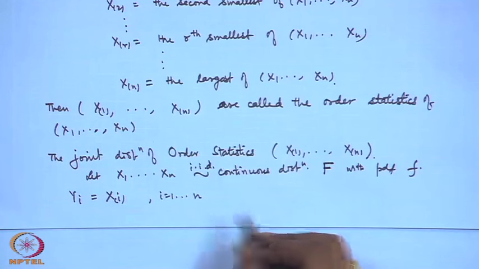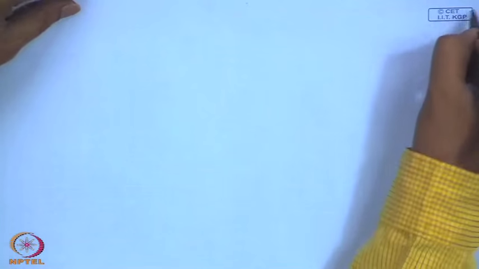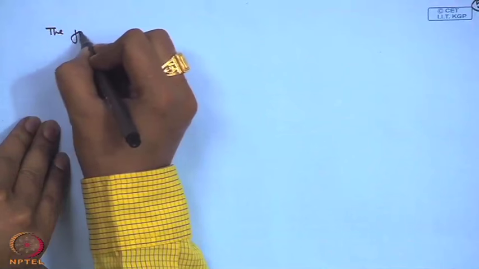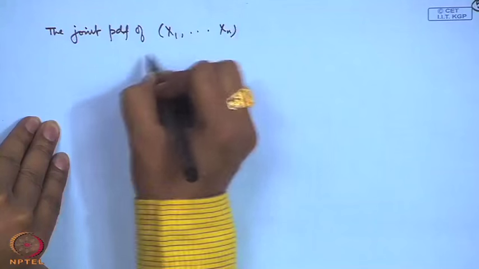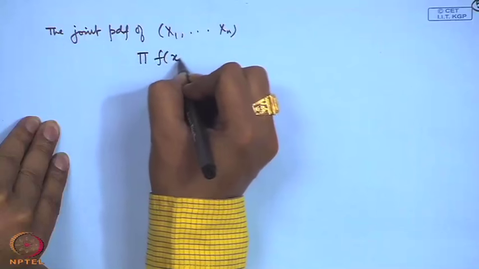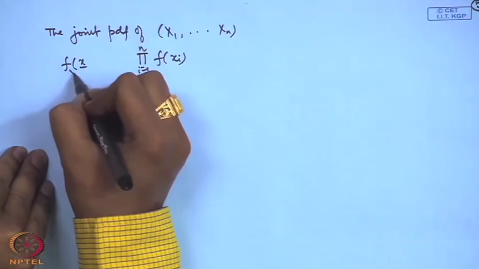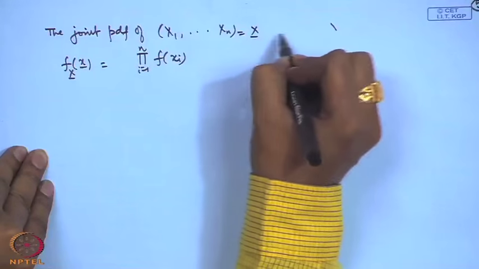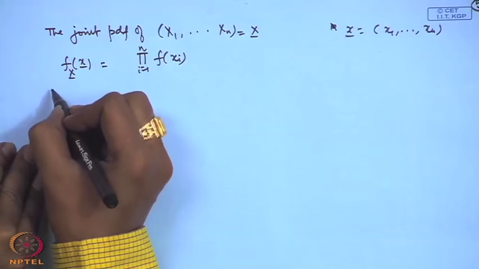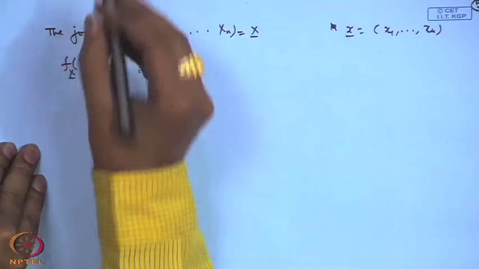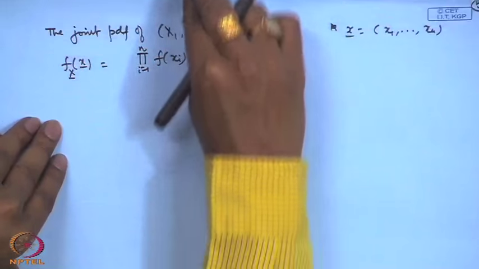We know that in order to obtain this, we have to firstly write down the joint PDF of x1, x2, ..., xn, and then we apply the transformation. The joint PDF of x1, x2, ..., xn is simply written as the product of f(xi), i equal to 1 to n. We can also write it as f of x, where x is this vector and small x is x1, x2, ..., xn. Now, when we make this transformation, we have to write down the inverse transformation and the Jacobian.